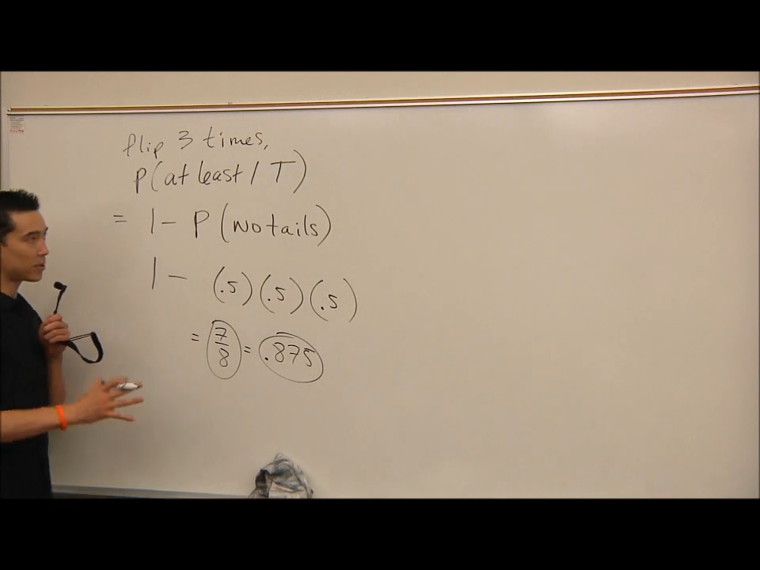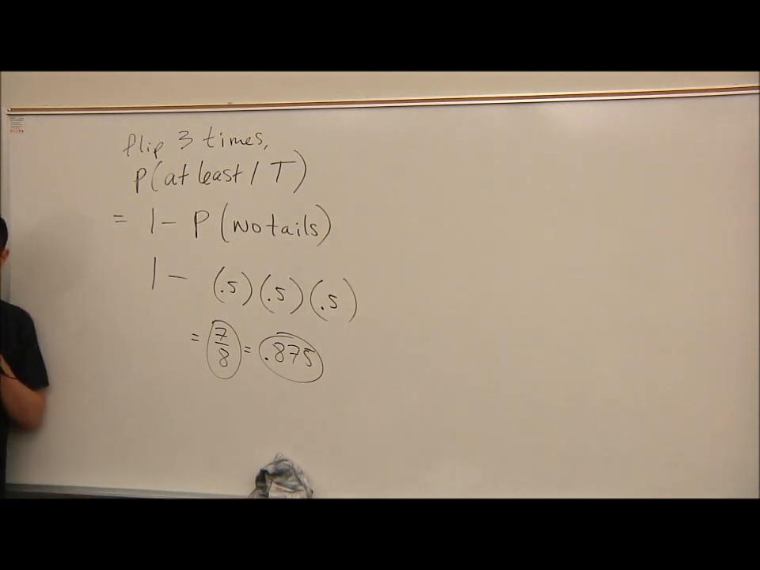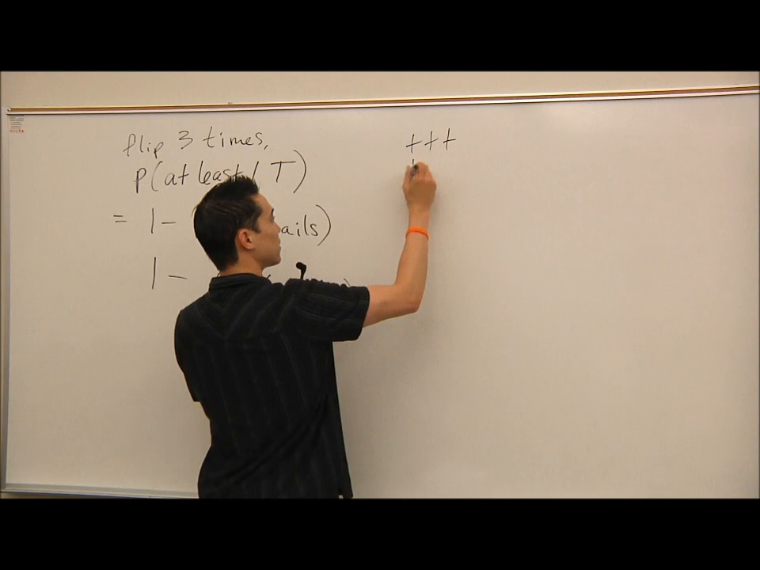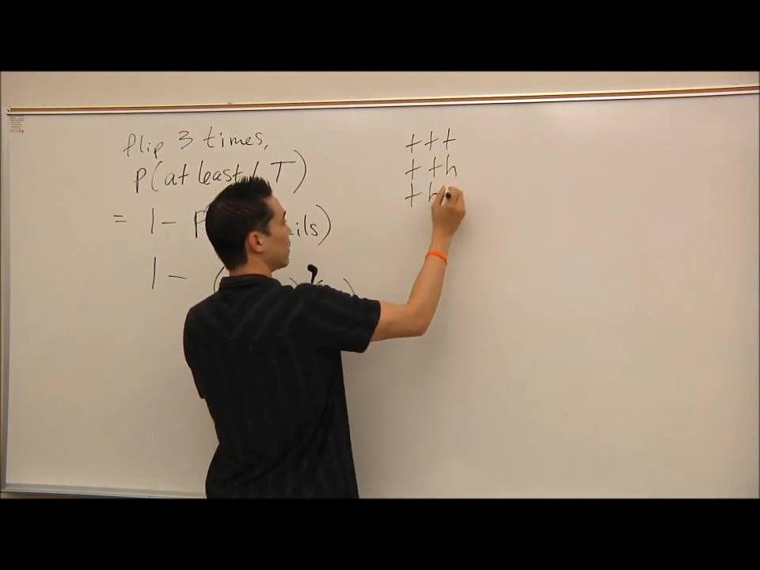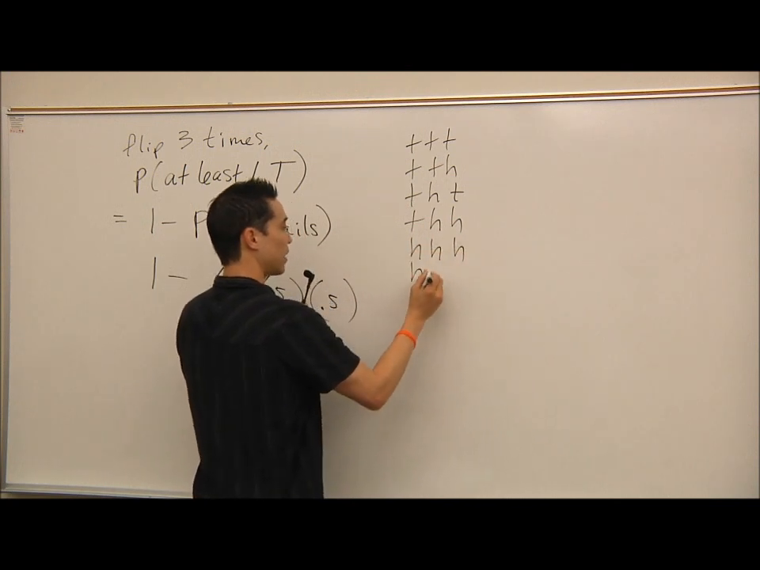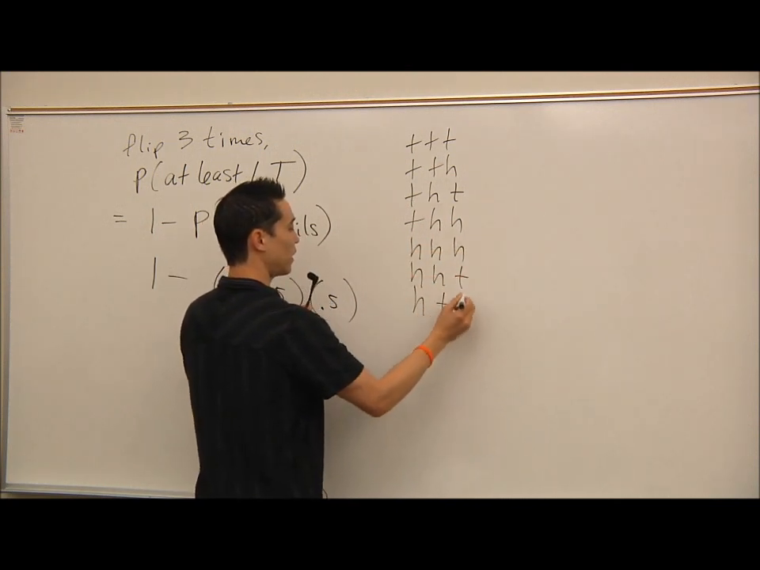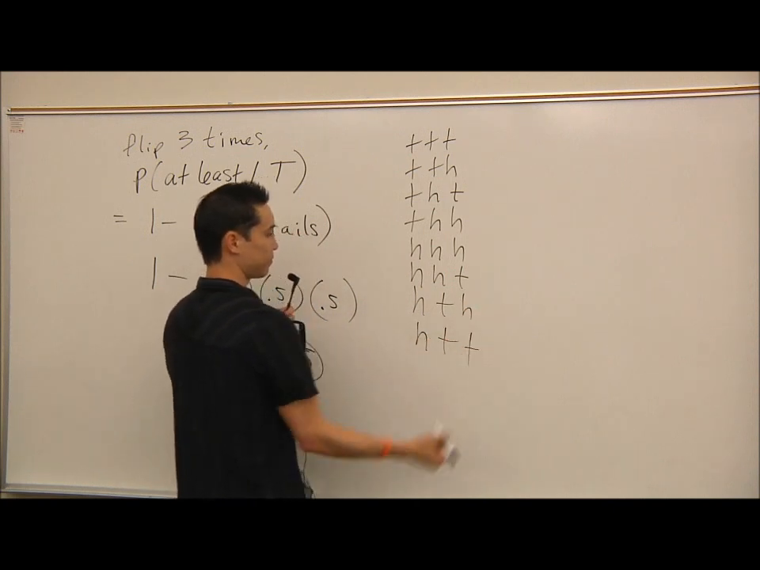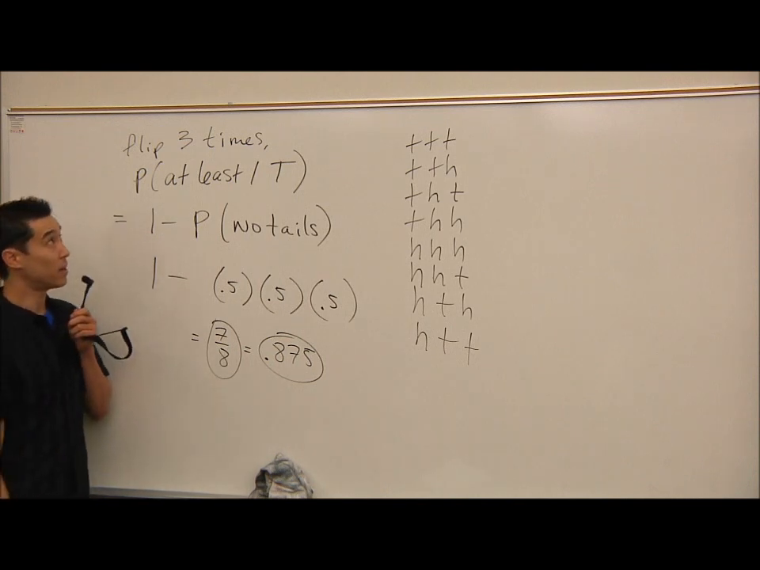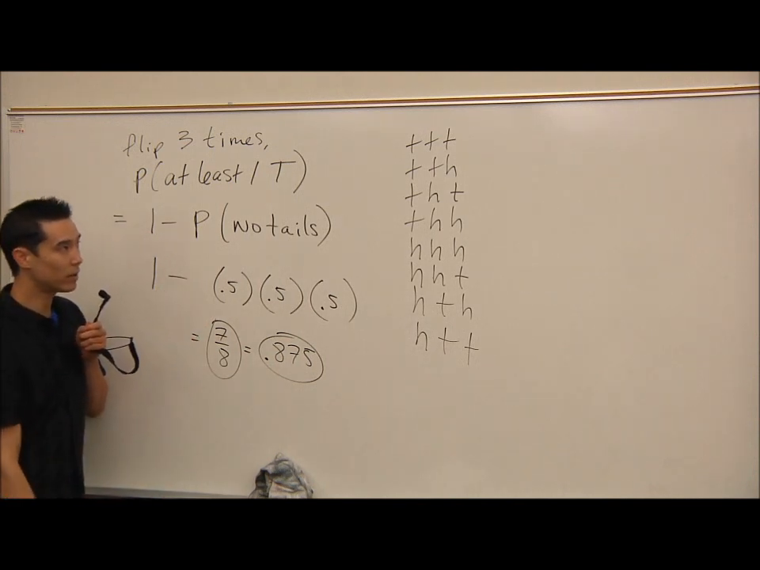All right, let's say I asked on the test for you to do this problem using sample space. Could you show me that one too? What's the sample space for flipping a coin three times? What could happen? Tail, tail, tail. Tail, tail, head, tail, head, tail, tail, head, head, head, head, head, head, head, tail, head, tail, head, head, tail, tail. There's eight things. What's the probability of getting at least one tail?